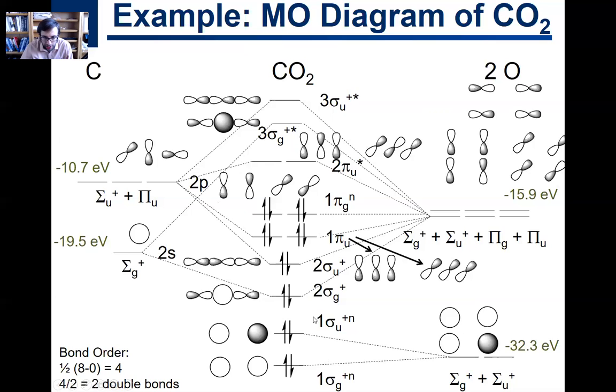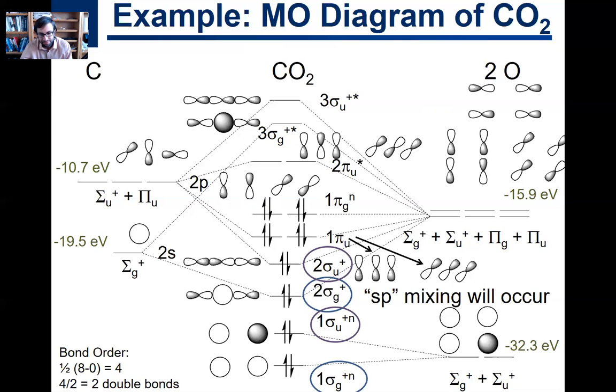These are non-bonding. Bonding: 2 electrons, 4 electrons, 5, 6 electrons, 7, 8 electrons. 8 electrons are in bonding. 1/2 of 8 minus 0. There's no anti-bonding here. There's some non-bonding, right? And so that's going to get you 4 divided by 2, 2 double bonds, because there's a total bond order of 4, but it's delocalized over 2 bonding sites, right? So good for 2 double bonds, as the Lewis structure of carbon dioxide would suggest.